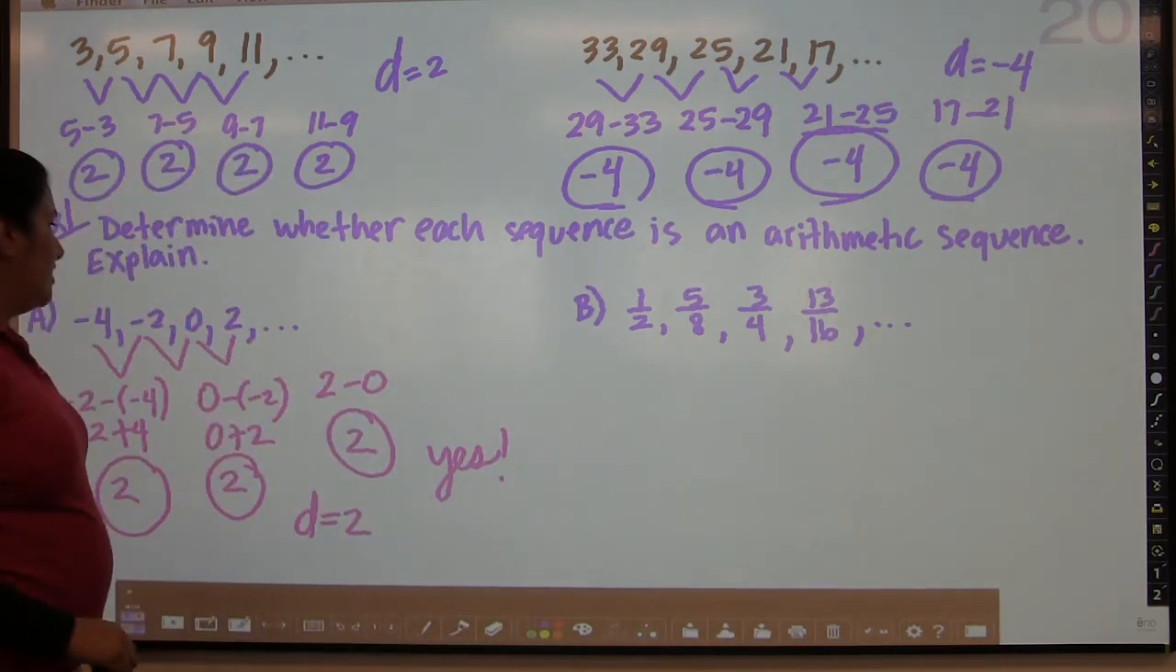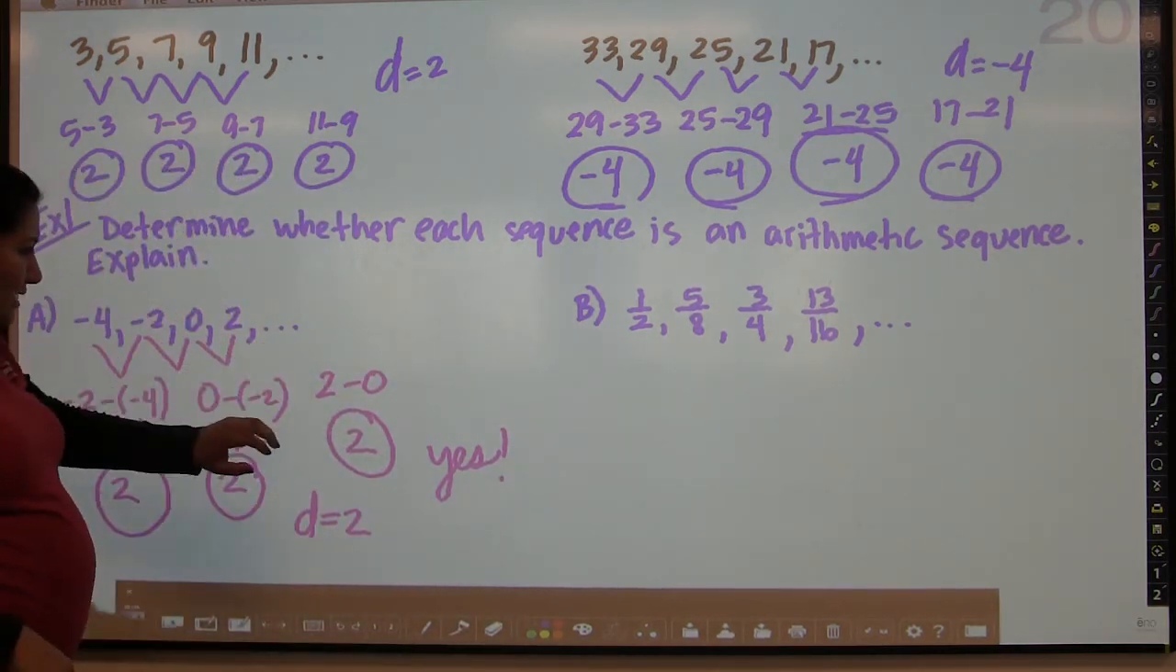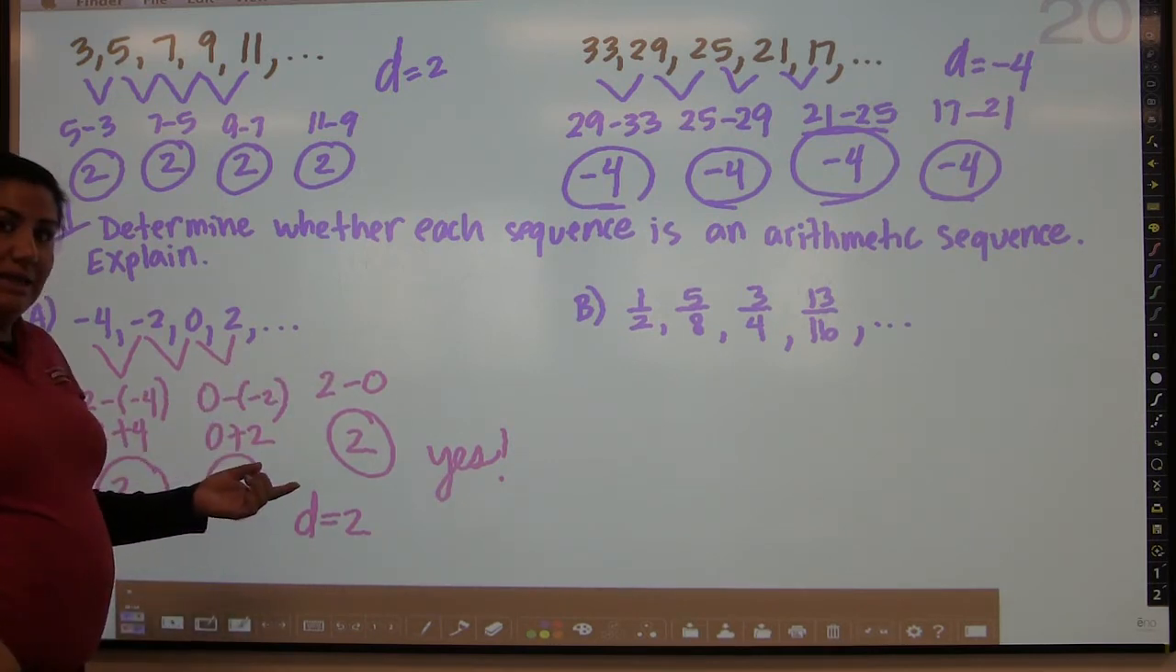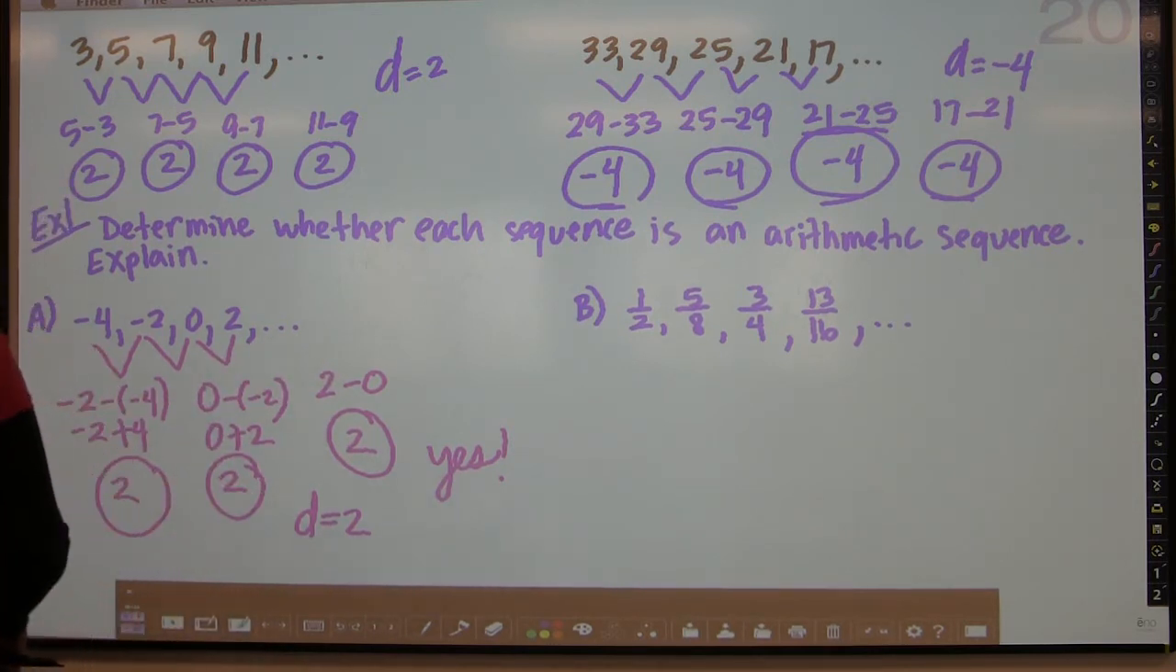By the way, all sequences have these 3 dots at the end, which indicates that the pattern is going to continue, and that is actually called an ellipsis. So that might come up in a quiz as a bonus question maybe. It's an ellipsis.